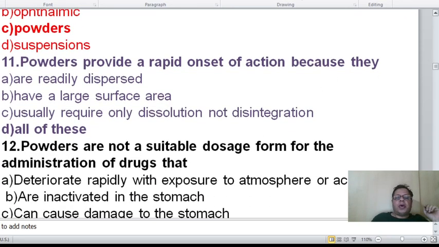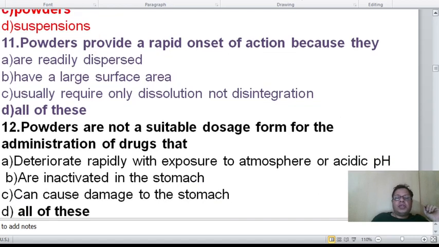For question number 12, powders are not a suitable dosage form for the administration of certain drugs. Here they are asking about the nature of the drug which cannot be given in powder dosage form. A drug that can deteriorate with exposure to the atmosphere or environment, or in acidic pH, because the stomach has acidic pH, cannot be given as a powder. Also, if the drug is inactivated in the stomach, or can cause damage to the stomach, then the powder dosage form is not suitable. So for question number 12, answer number D is definitely the appropriate answer.